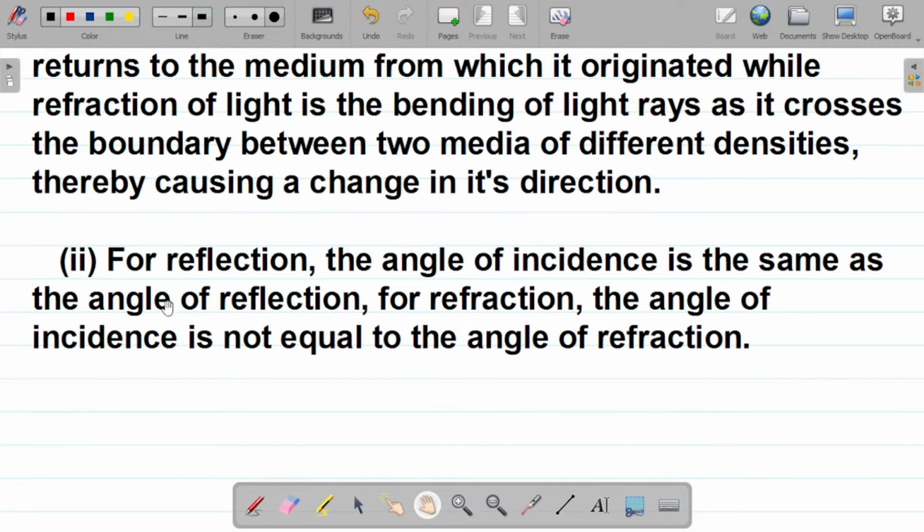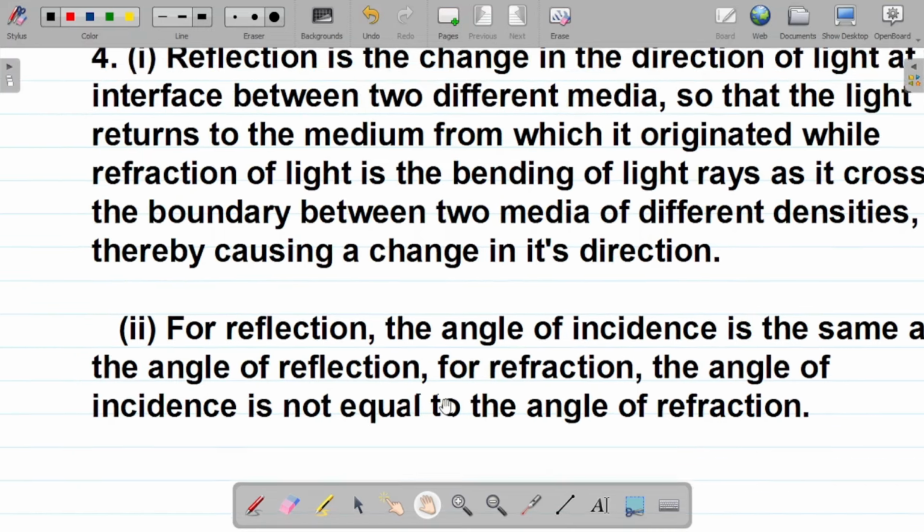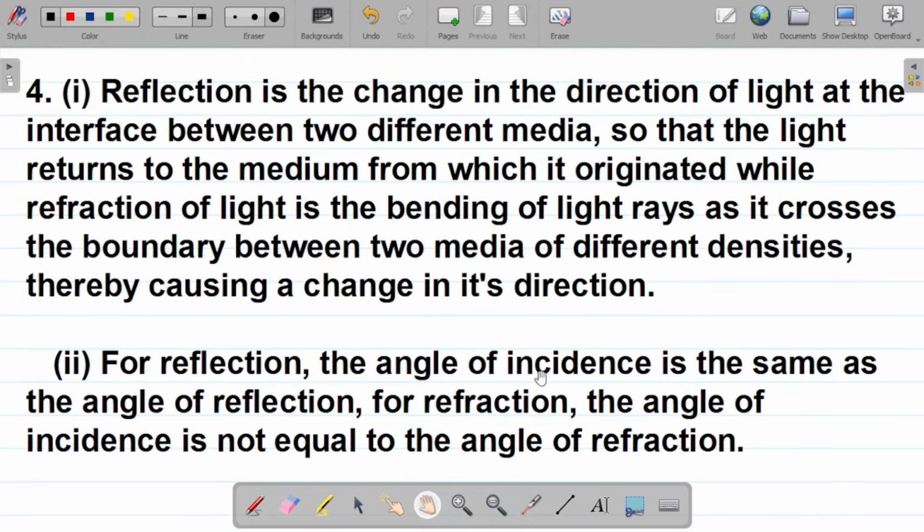A second difference is that for reflection, the angle of incidence is the same as the angle of reflection, while for refraction, the angle of incidence is not equal to the angle of refraction. So these are two differences between reflection and refraction.